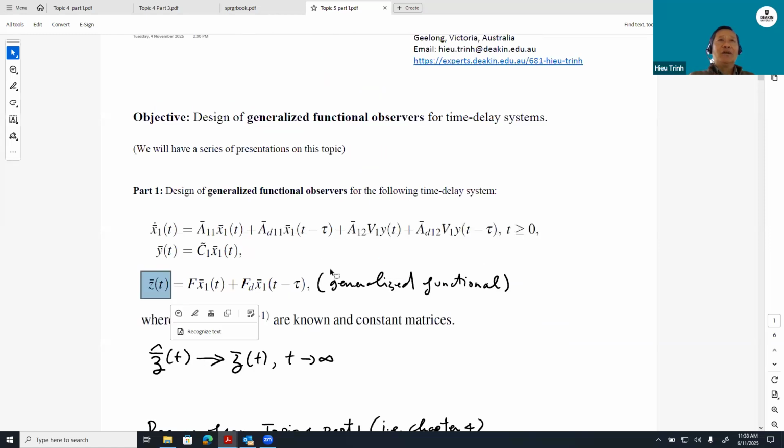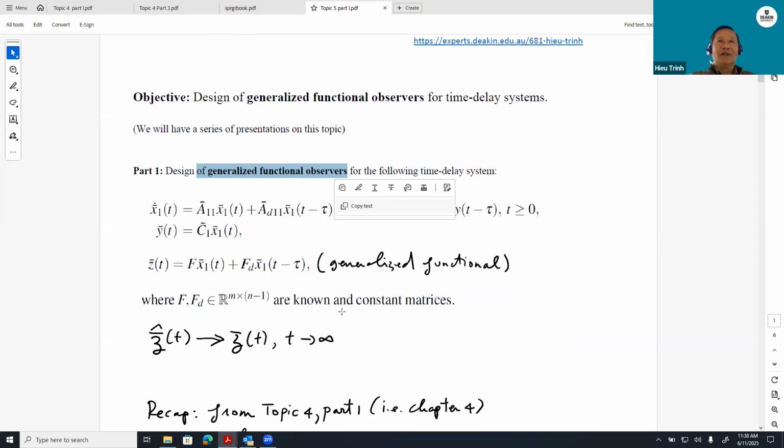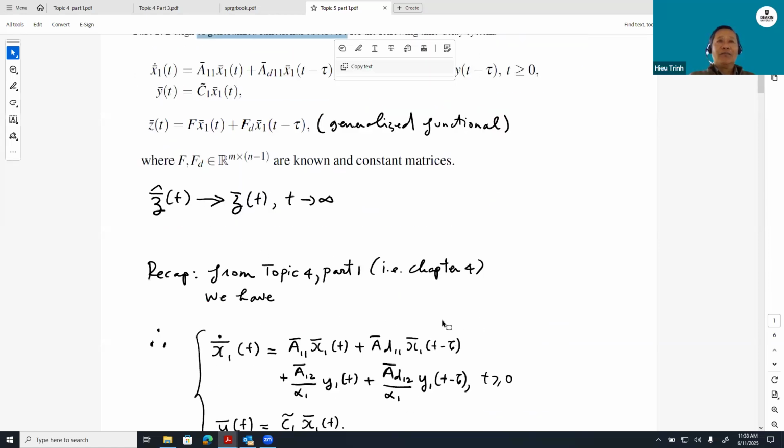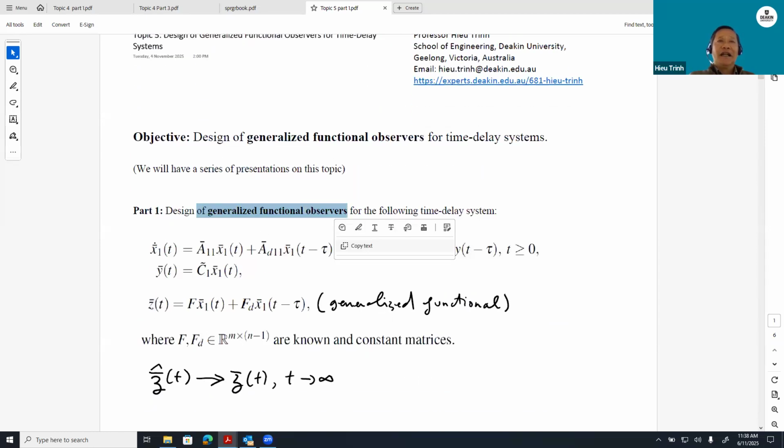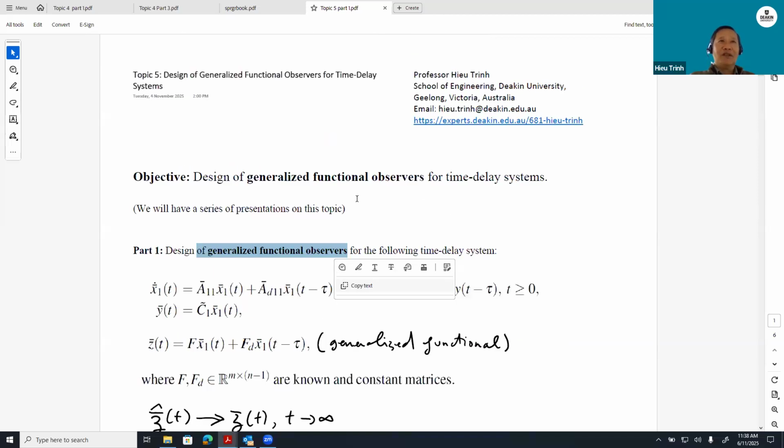We will talk about how to design generalized functional observers first, and then we're going to take many examples to demonstrate that, to convince everyone that this is the way to go. Okay, so thank you very much for watching, and I hope to see you again in the next video, where we're going to jump into topic 5. We're going to consider design of this generalized functional for this system.